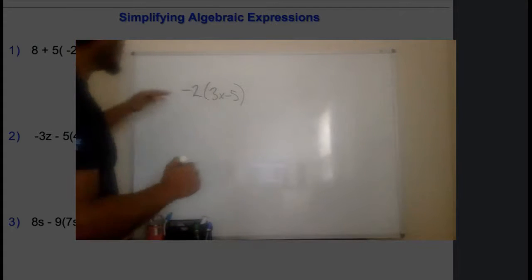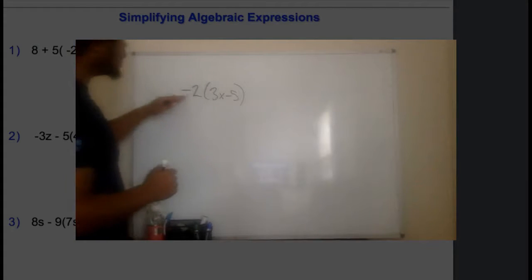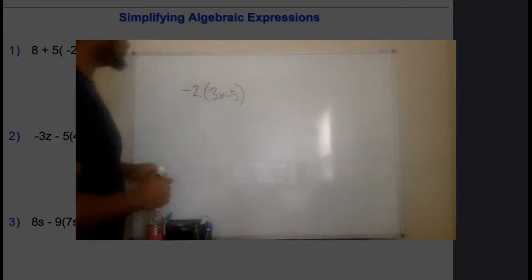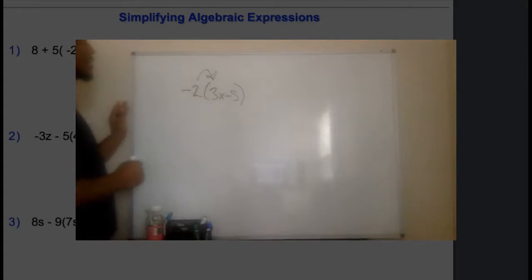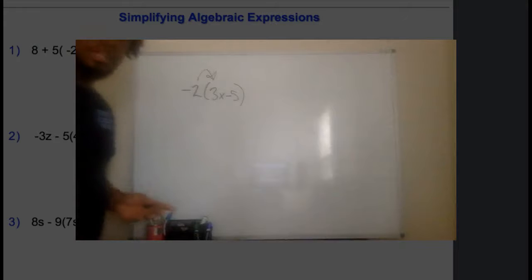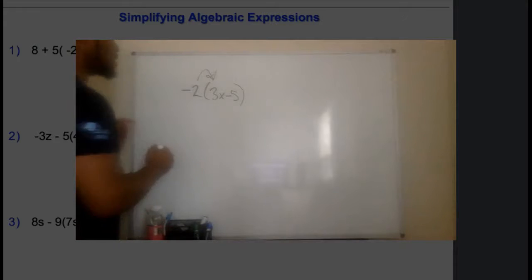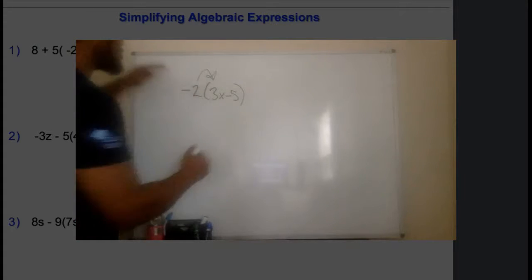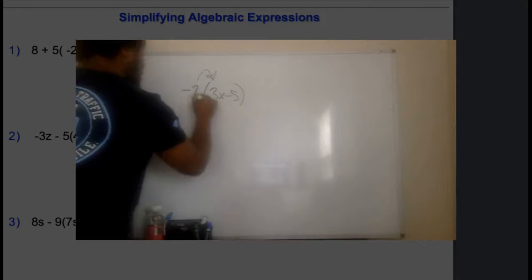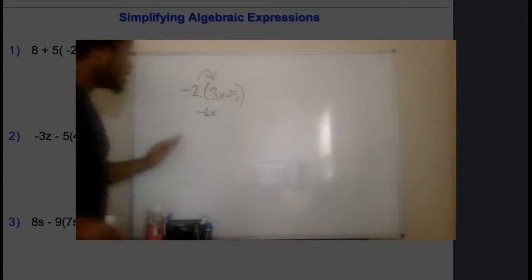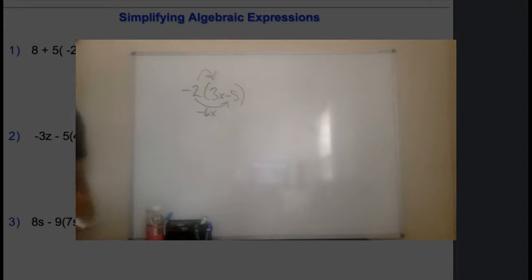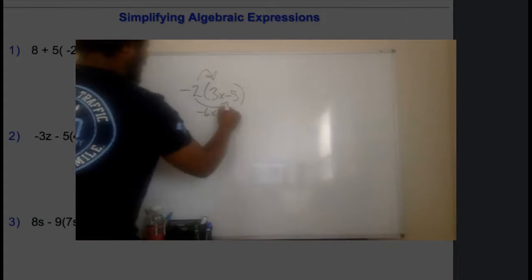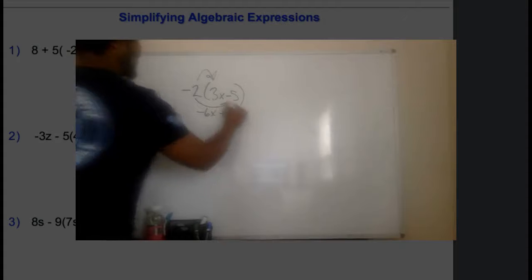Okay, so anyways, we still need to distribute. We're going to distribute the negative 2 throughout the parentheses. So you've got negative 2 times 3x. Well, what is negative 2 times 3? I hope you said 6. So we have negative 2 times 3. That gives you a negative 6, and then that's just simply an x. Now we have negative 2 times a negative 5. Now remember, a negative times a negative gives you a positive, so that becomes a plus 10.